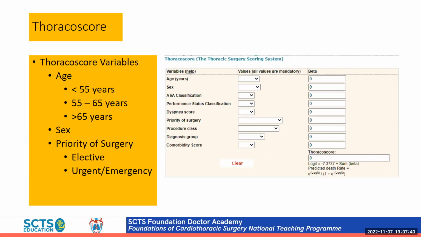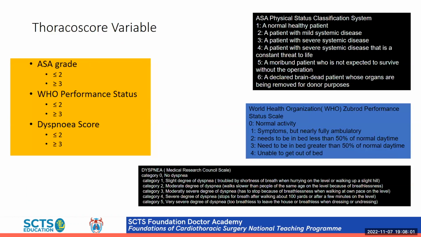So, for example, less than 55 will not have any value. 55 to 65 will have a bit of value. More than 65 years of age will have a higher value. Females have less risk, so they don't get any scoring. Males get a higher scoring. Urgent and emergency cases get a higher scoring. Elective doesn't, for example.